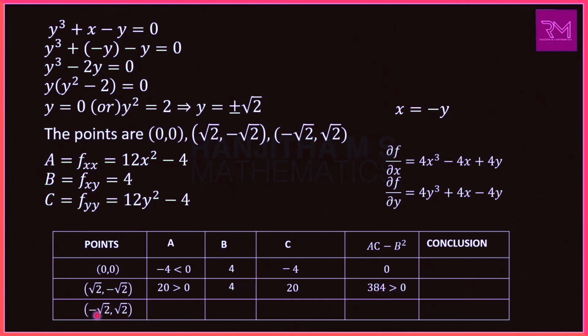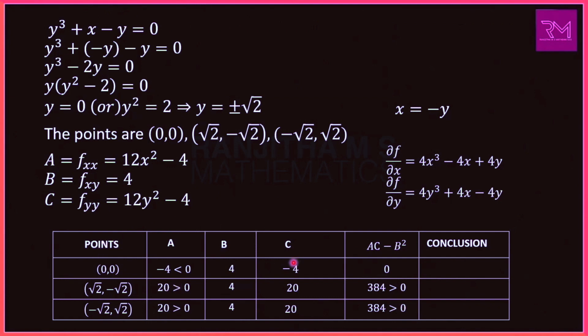In a similar way, we put x value as minus root 2, y as root 2. Hence, we get A value: minus root 2 whole square becomes positive 2. That is 12 into 2 is 24 minus 4 is 20, which is greater than 0. B is 4 itself. And for C, we substitute y value as root 2. Hence, we get root 2 whole square, 2, and the root gets cancelled. 12 into 2 is 24 minus 4 is 20. Hence, we get AC minus B square as 20 into 20 is 400 minus B square is 4 square, that is 16. Hence, we get the value of AC minus B square as 384, which is greater than 0.